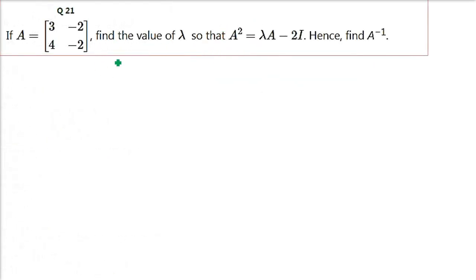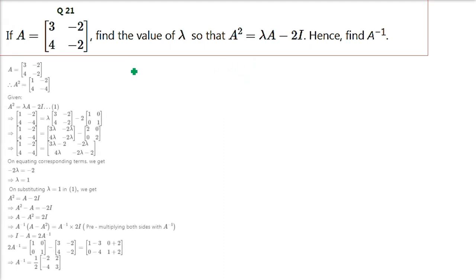Same thing you are going to do here. There is no difference, because here you have to find lambda. Previously, in the previous question, I told you how to find x and y. Here also, when you equate it, you need to find A squared. I hope you'll be able to do it. Lambda into A, so 3 lambda minus 2 lambda, 4 lambda minus 2 lambda, and minus 2 into I, which is 2 into 1001. So when you equate it, lambda will be 1, and then you can find the A inverse.